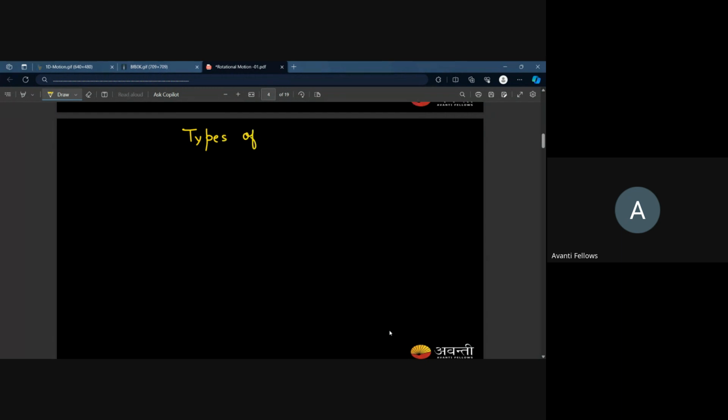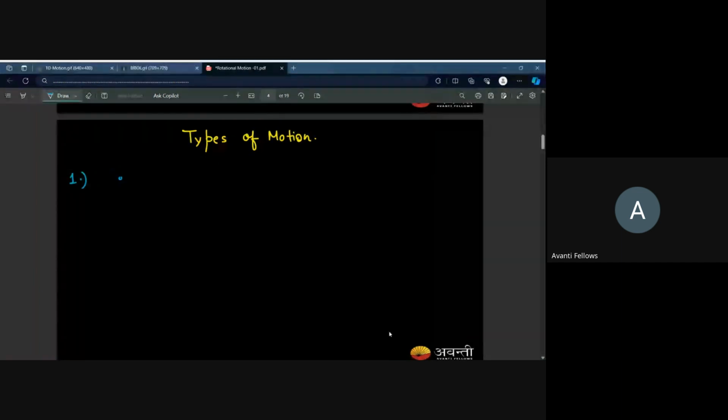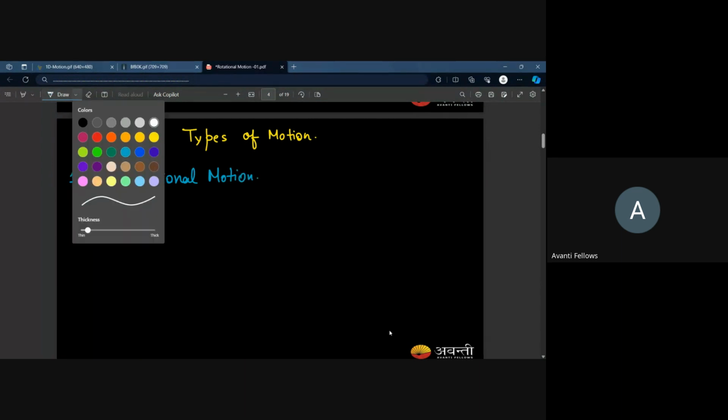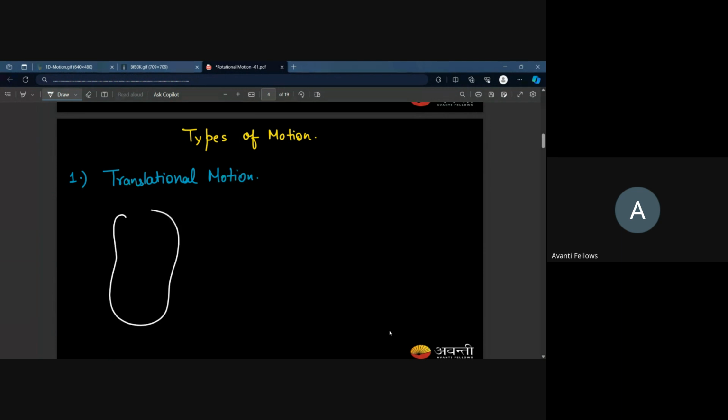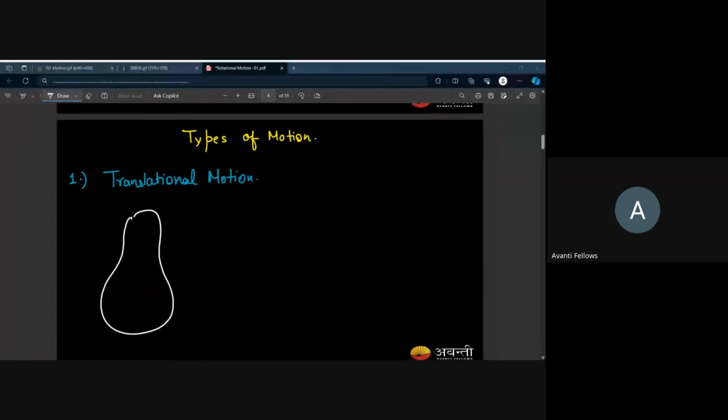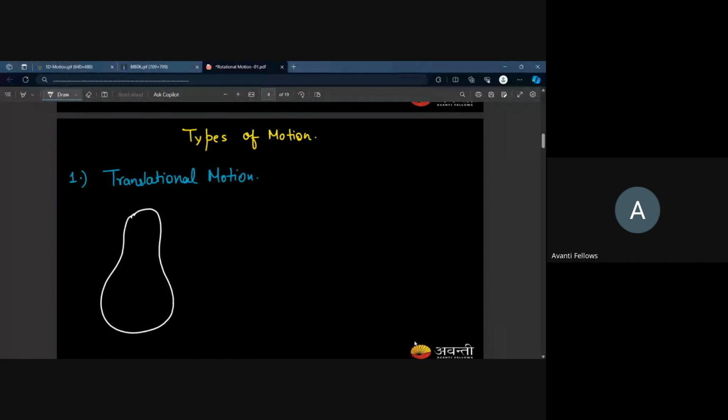What are the different types of motion? First is linear motion, or you could say translational motion. Translational motion is something like this. Let me draw a diagram for you. This is a rigid body. It is not that my drawing is bad. A rigid body can be represented like this. So this is the rigid body that we have.